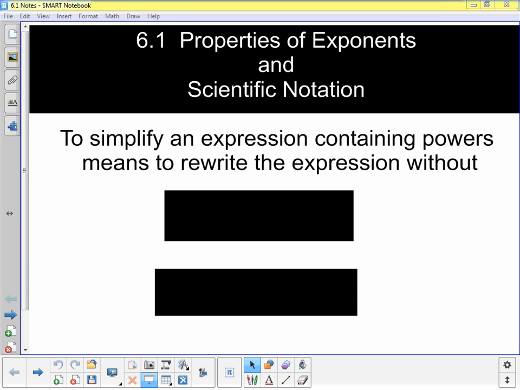We're starting a new chapter today, chapter 6. So today our notes are on the properties of exponents as well as scientific notation.